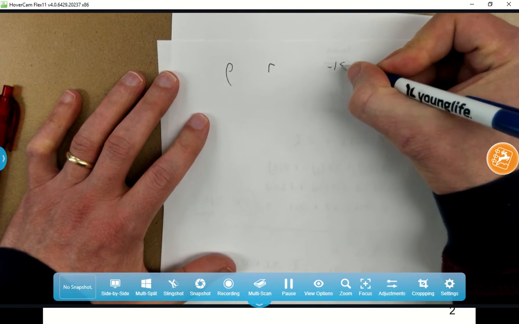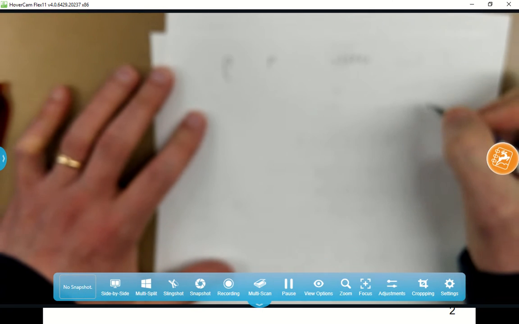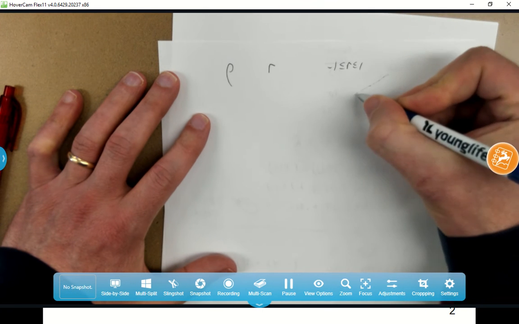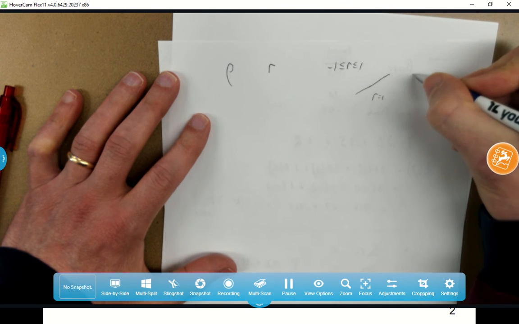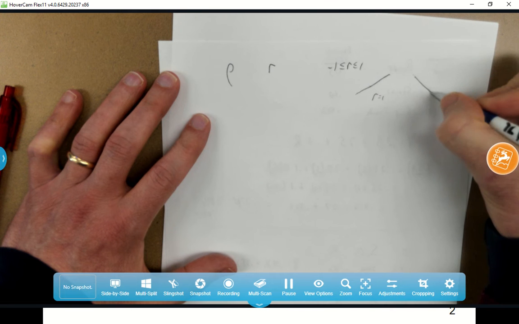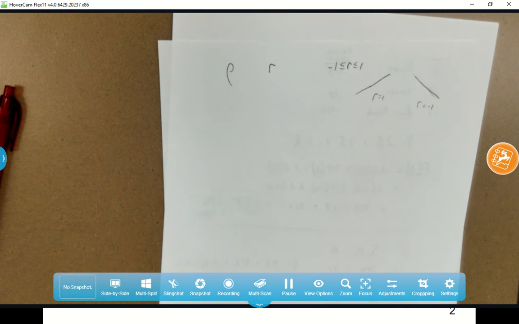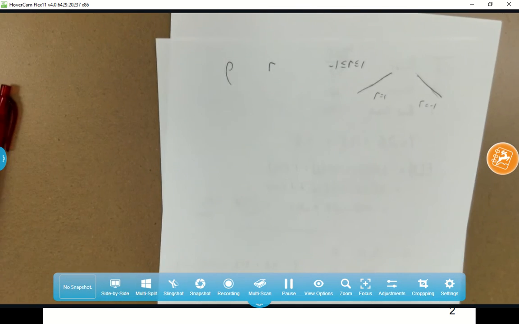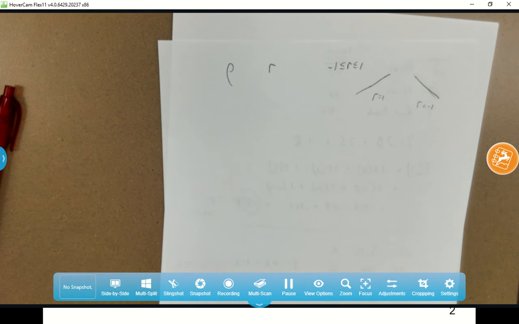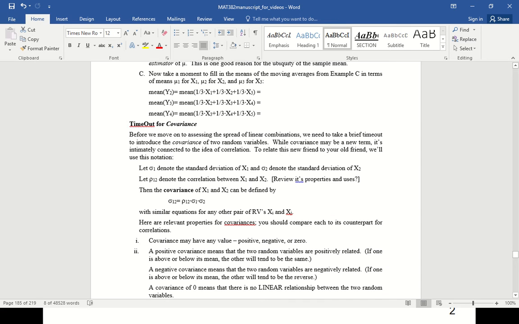Remember that r goes between negative 1 and 1. If all the points lie on the line, then r is equal to 1. If all the points lie on a line that's negative, then r is equal to negative 1. So it's just a measurement of how two variables are related to each other, anywhere between -1 and 1. Well, we need a little bit more ways of using this. And so what we have then is the covariance.